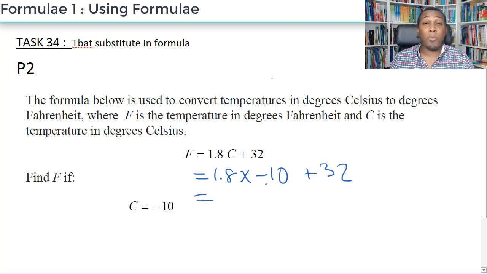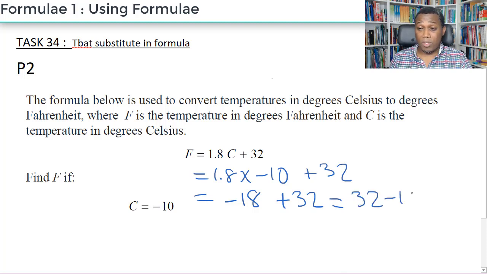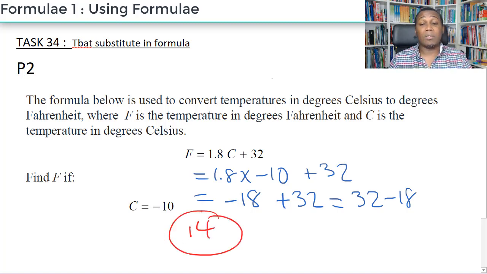We can deal with this. 1.8 multiplied by 10 would be 18. But the signs are different, which means my answer would be negative, so it's negative 18. So what we have is negative 18 plus 32. Order we can change. It's the same thing as 32 take away 18, and what does that give you? Well, 14. 14 is the value of f. For number 2, your answer is 14.